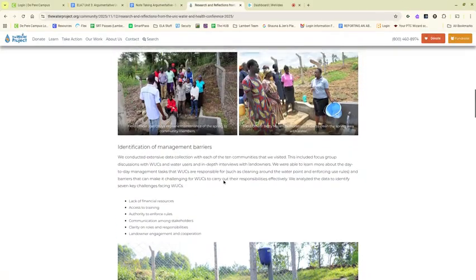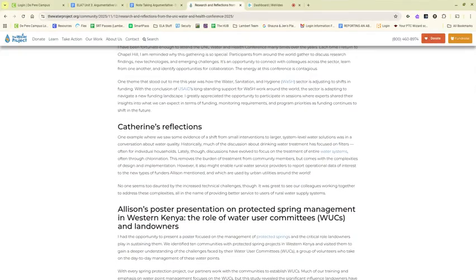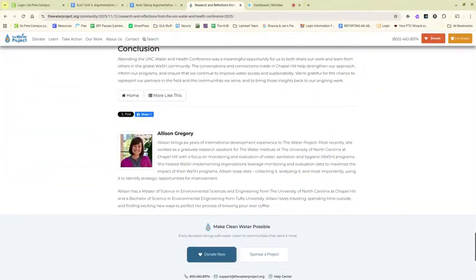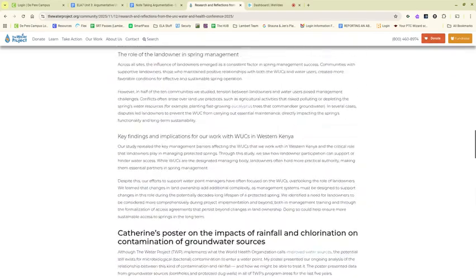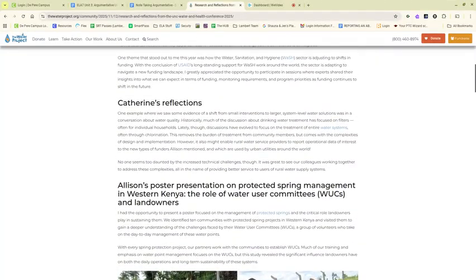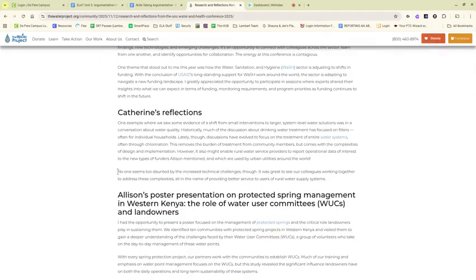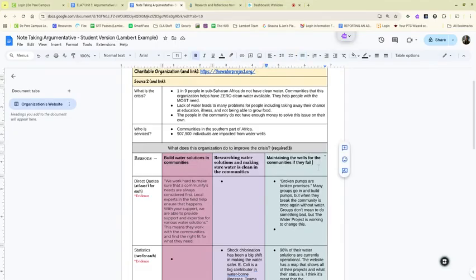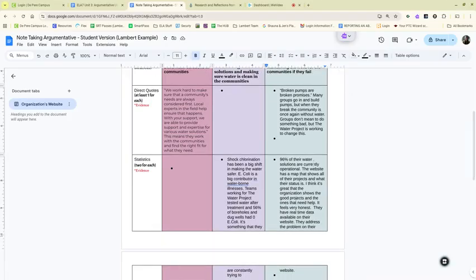I also found, remember, quotes. I was hoping that I was going to find a quote in here from just like a voice of authority. This whole thing is written from people who are part of this organization. So I can quote that it came from her, but I liked that it said that no one in their group seems too daunted by the challenges that they are having with the wells, and that it's great to see our colleagues working together to address these complexities, all in the name of providing better service to users of these rural supply systems. And I think I'm going to use this quote over here for where I talk about maintaining the wells for the communities if they fail, that even when things go wrong, they aren't discouraged by that.